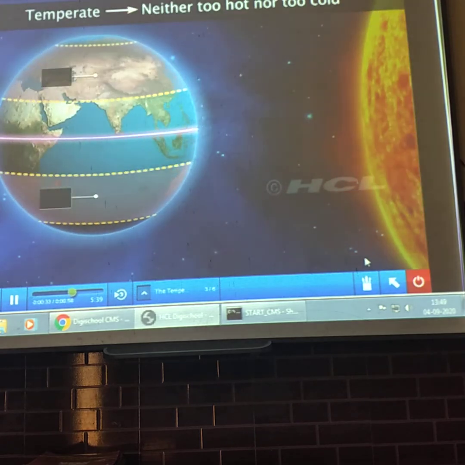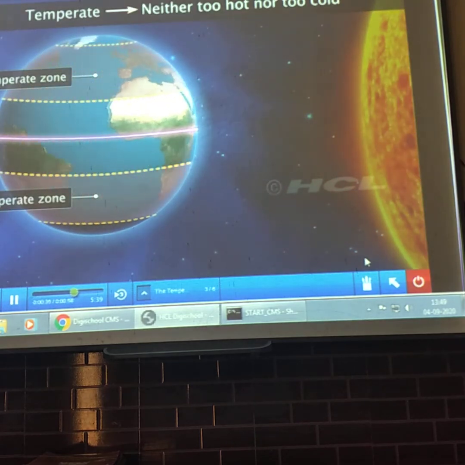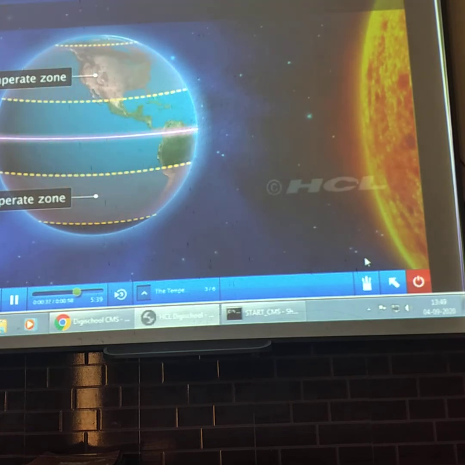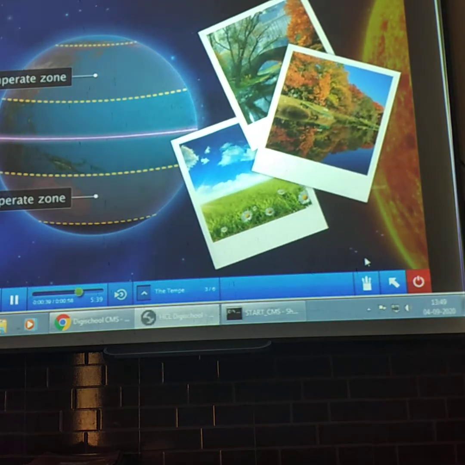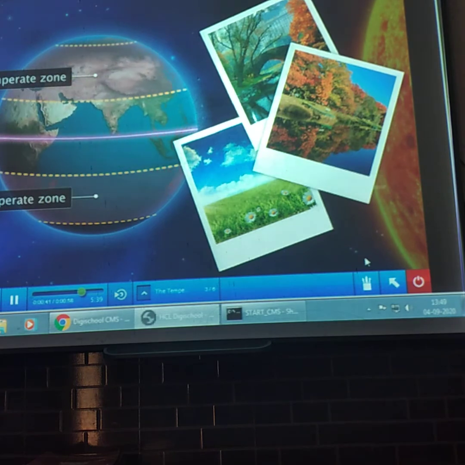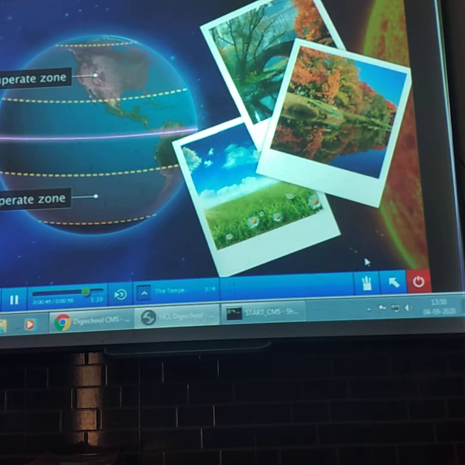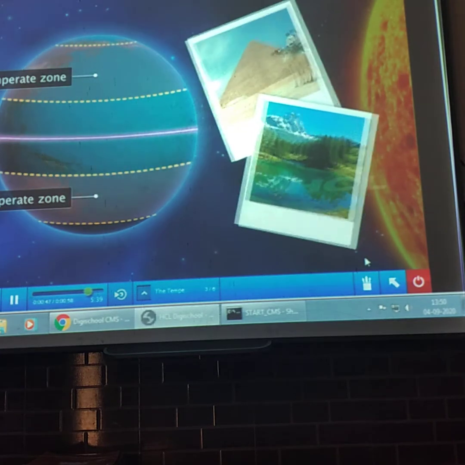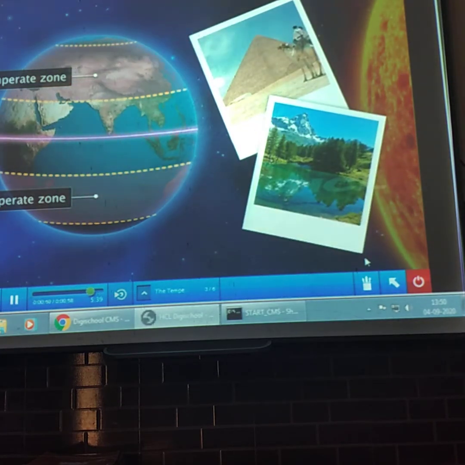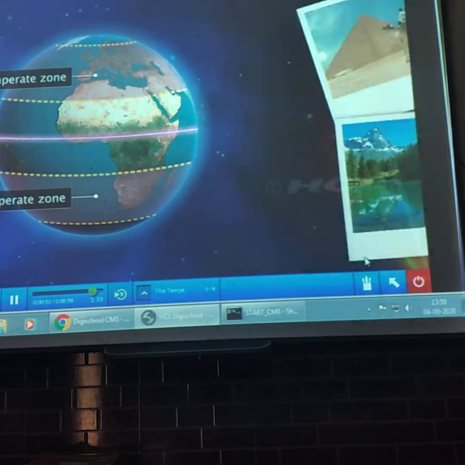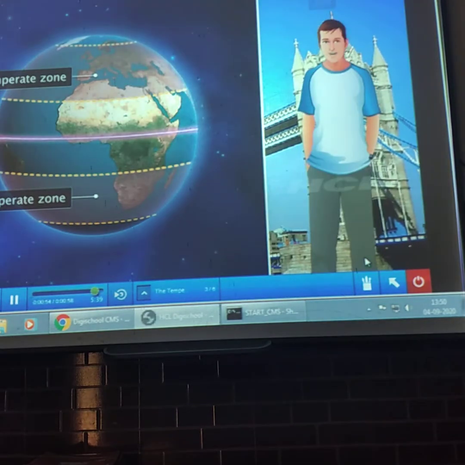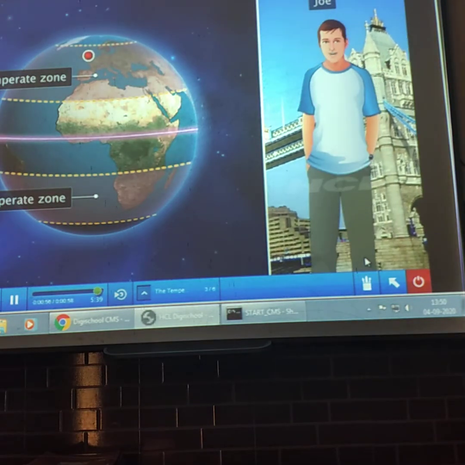Temperate means neither too hot nor too cold. As the name indicates, this zone has a moderate climate which is neither too hot nor too cold. The sun is never overhead in this zone. Sailor's cousin Joe lives in the temperate zone.